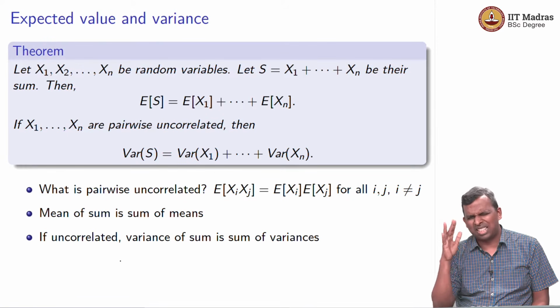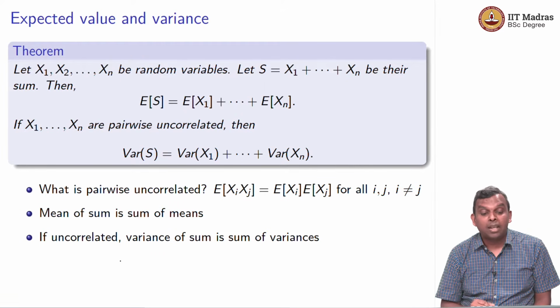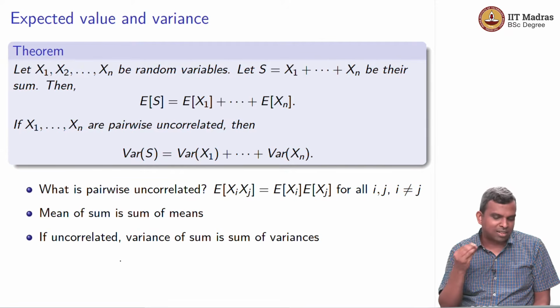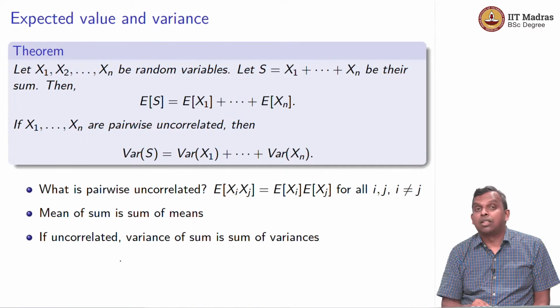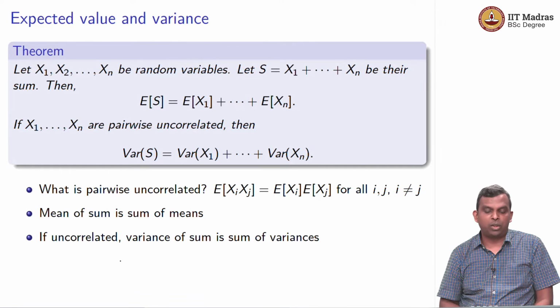Of course, you need some existence conditions, but assuming those are true, this is always true. If uncorrelated, the word uncorrelated will be used loosely here, I should say pairwise uncorrelated, the variance of the sum is also the sum of the variances. Okay, so it's a very good fact to remember.